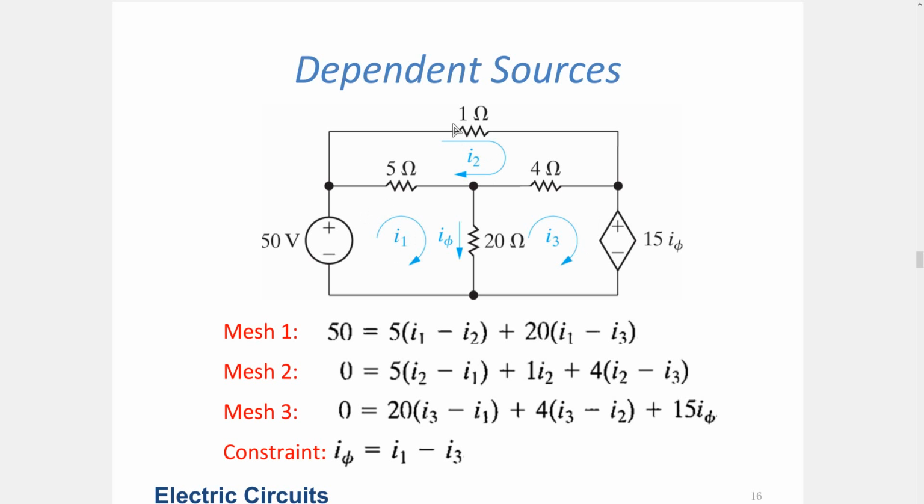In addition, I have one constraint equation coming from this current-dependent voltage source, as you can see here. And I phi can be written as I1 minus I3, because in the first place we took it like this. This is actually I phi, as you can see here. Okay, so it puts the fourth equation.